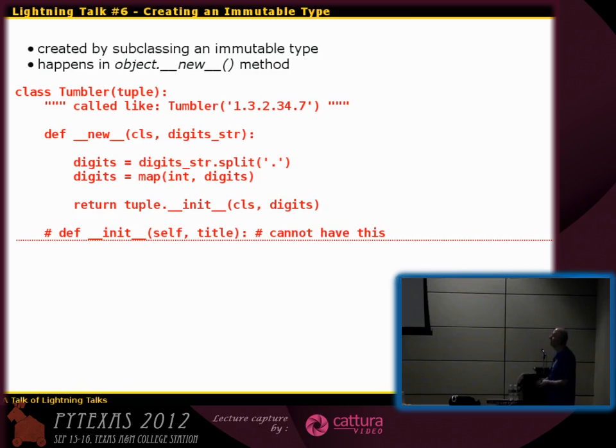And now what it returns is a tumbler, not a tuple, and it is immutable. So now nobody can go in and edit or delete those things. You cannot provide an __init__ method because you would get an error from the Python language if you did, because you would say it's immutable. You can't modify this object.